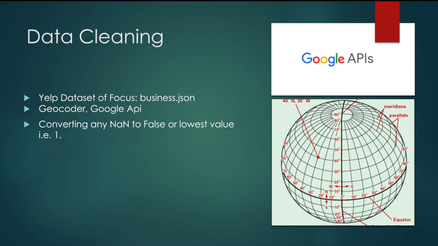So, in our analysis and modeling, the main data set we focused on was the business JSON data set. And this data set consists of location data, attributes, and categories for the businesses listed on Yelp. One of the main issues we came across when cleaning this business JSON data was in regards to the business location data.